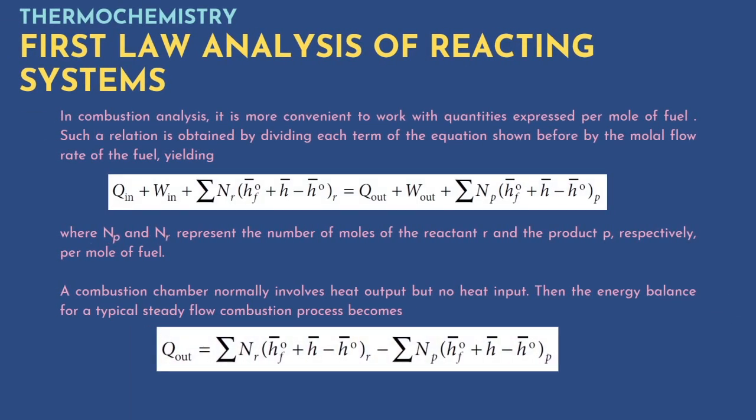In a combustion analysis, it is more convenient to work with quantities expressed per mole of fuel. Such a relation is obtained by dividing each term of the equation shown before by the molar flow rate of the fuel, yielding, where capital N, P, and NR represent the number of moles of the reactant R and the product P, respectively, per mole of fuel. A combustion chamber normally involves heat output but no heat input. Then the energy balance for a typical steady flow combustion process becomes like the formula shown.